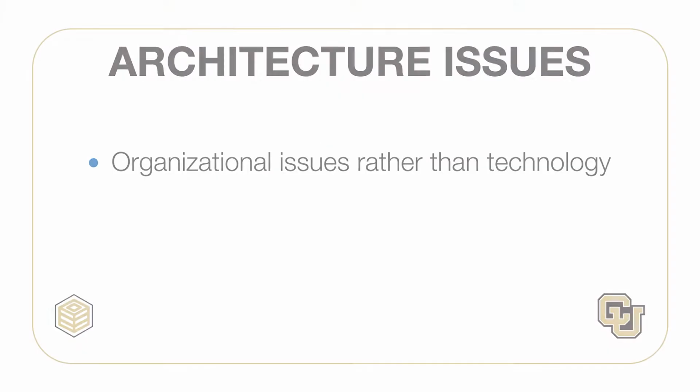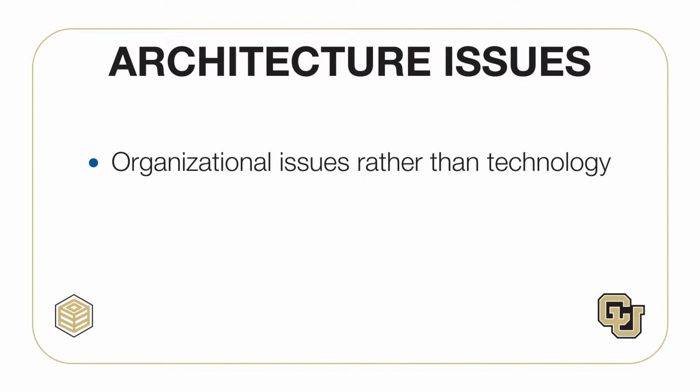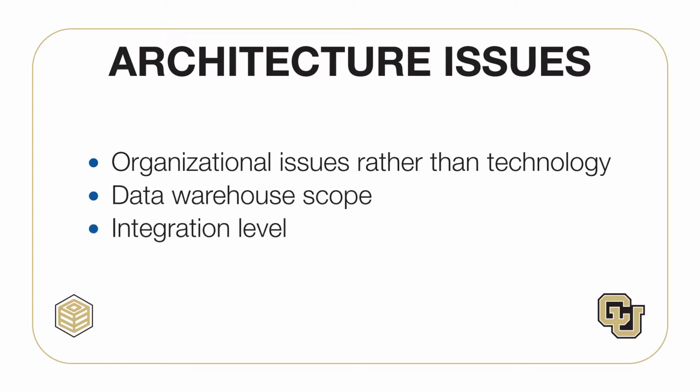When applied to computer systems, architecture refers to the organization of components to support specified goals. For data warehouses, business goals drive technology choices, so architecture is primarily a business issue, not a technology issue. The scope and integration level are important factors in determining an appropriate architecture.